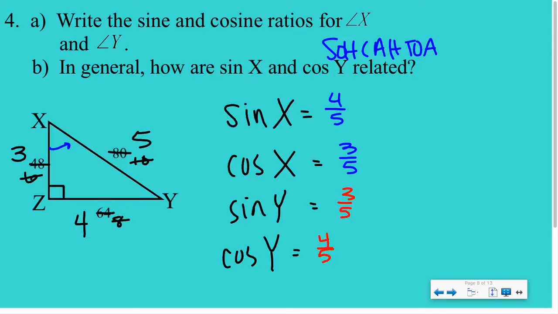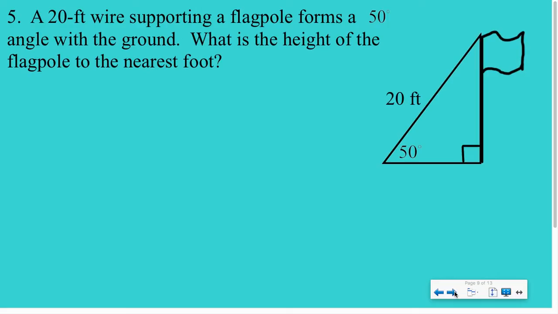Well, the exact same thing, aren't they? Yeah. Okay. Cool. All right. Number 5.